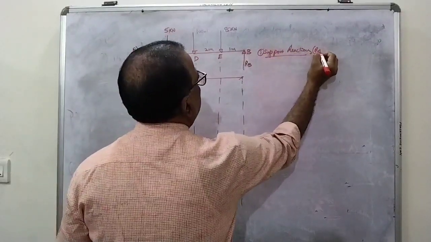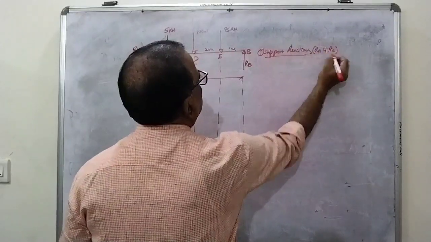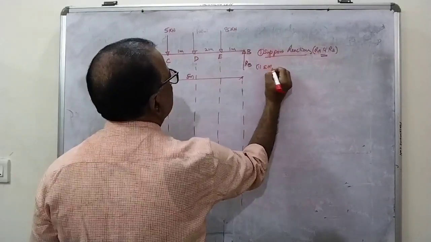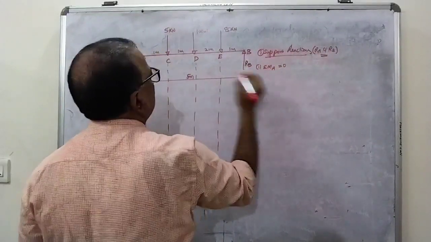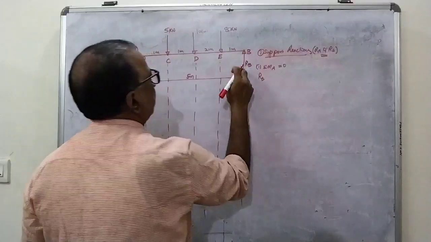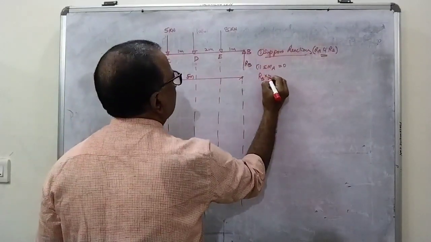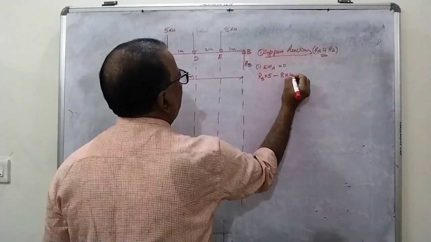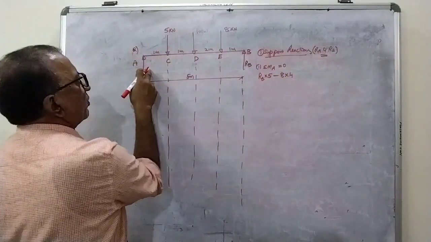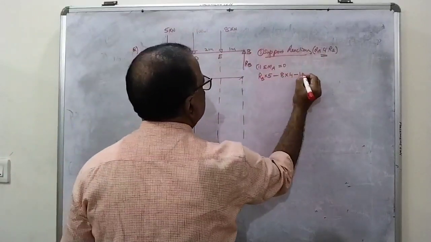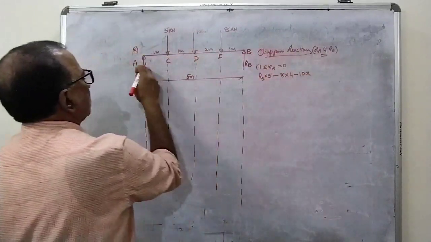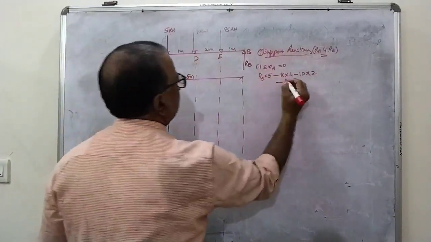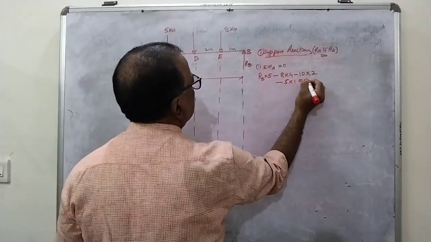Support reactions RA and RB. So first equation is sum of the moments about A is equal to 0. RB into total distance is 5 minus downward load 8 into 4. From 8 to A is 4. Minus 10 into, what is the distance from 10 to A? 2 meters, minus 5 into 1 is equal to 0.